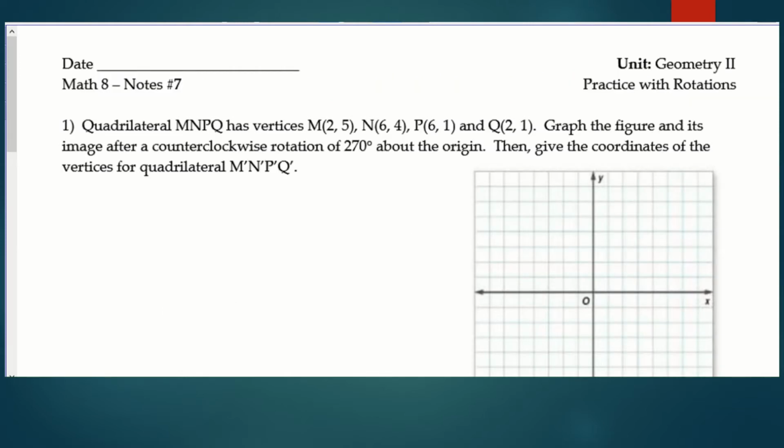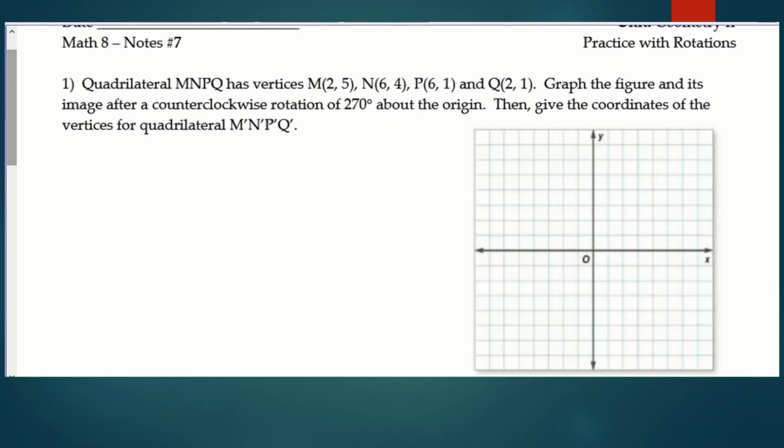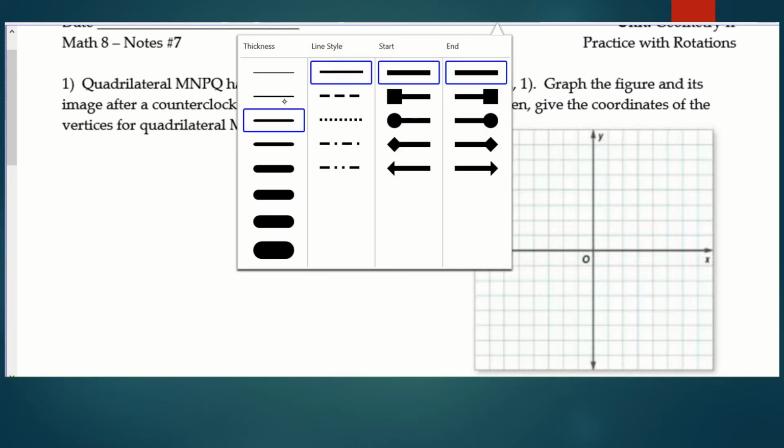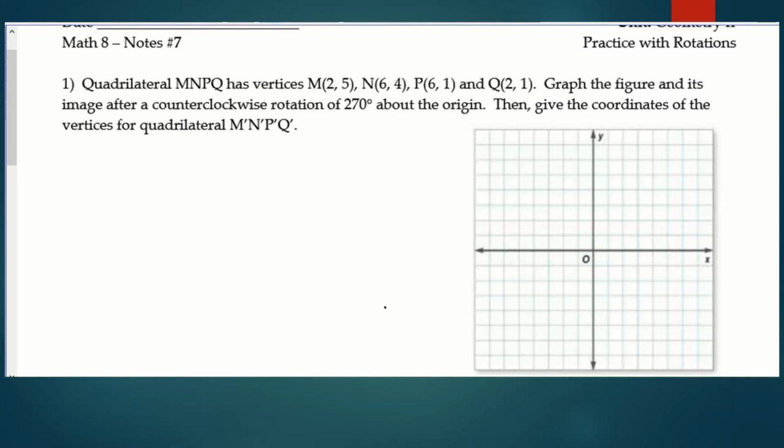All right, so let's take a look at question number 1. We're going to graph quadrilateral M, N, P, and Q. So let's go ahead and graph the original figure here. I'm going to attempt to color code as best as I possibly can. Bear with me.